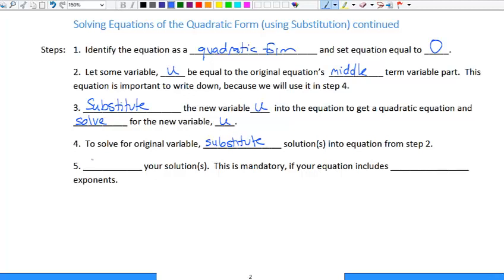Now, you must check some of your problems. So I'm going to put this as step 5. So you need to check your solutions. It's mandatory if your equations include rational exponents. If it doesn't include rational exponents, then it's just an optional check to make sure that you did it correctly.